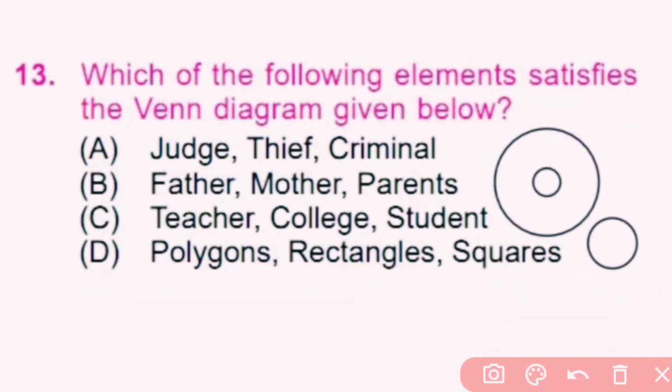Question number 13. Which of the following elements satisfies the Venn diagram given below? Option A, judge, thief, criminal. Option B, father, mother, parents. Option C, teachers, college student. And option D, polygons, rectangle, square. So this Venn diagram is suitable for judge, thief and criminal. So here A is correct answer.